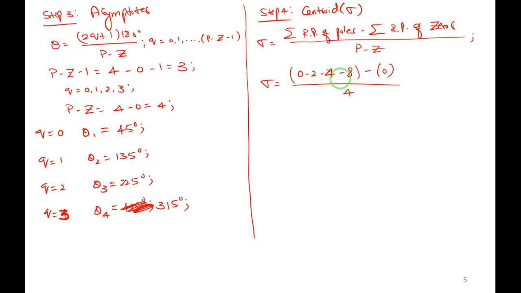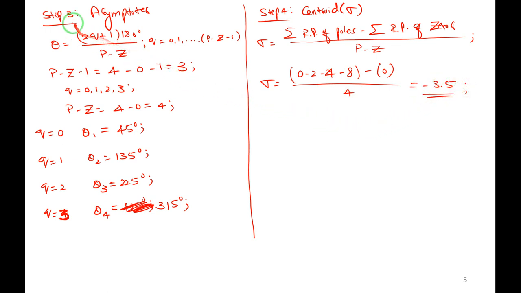So we'll calculate how much we will get. -2, -4, -8, so I am getting -14. -14 divided by 4, so I am getting -3.5. So this is the centroid.